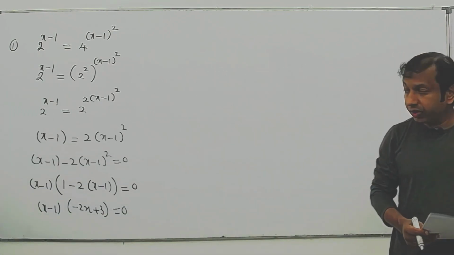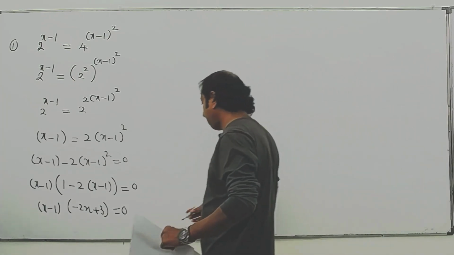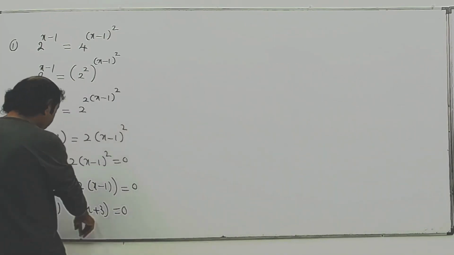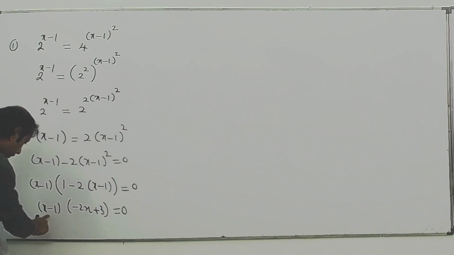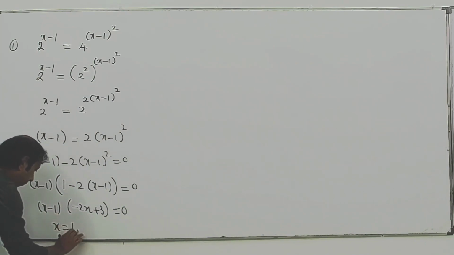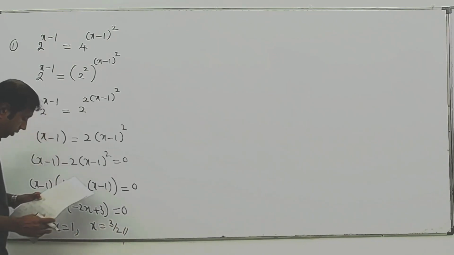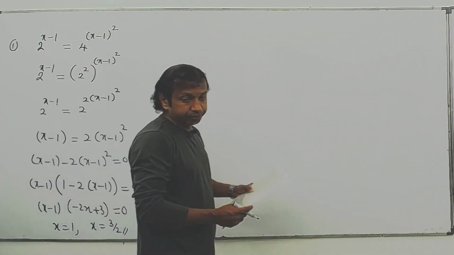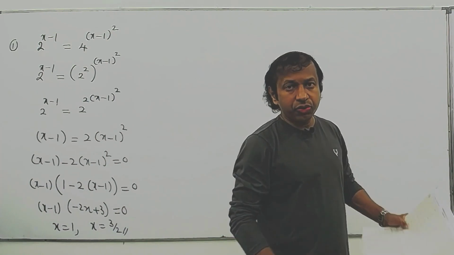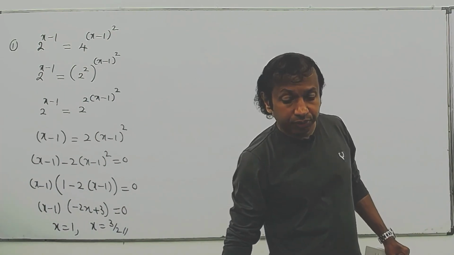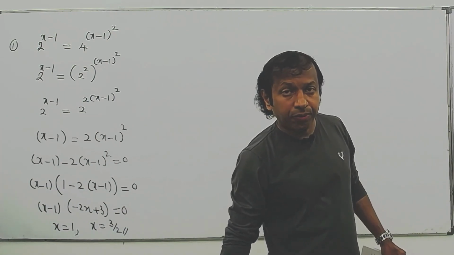Now we can find the two answers. Once we equate this to 0, when we equate x minus 1 to 0, we get x equals 1. When we equate the other factor to 0, x equals 3 by 2. They are the two answers we get. I think most of you could do this question, right? Very simple one.